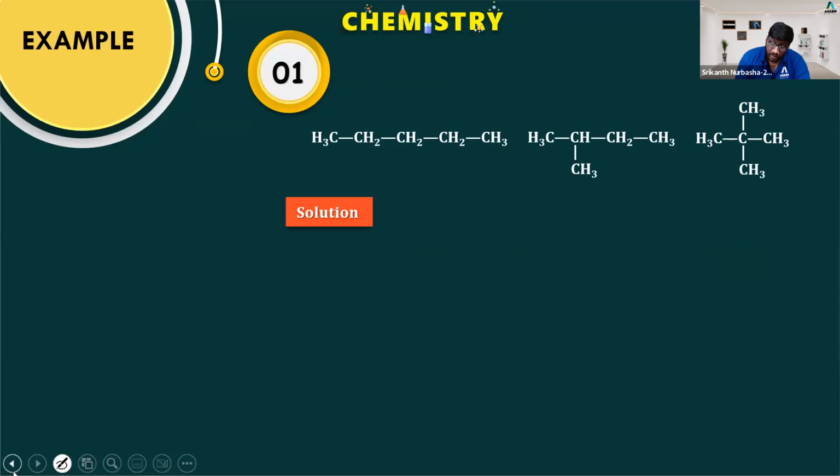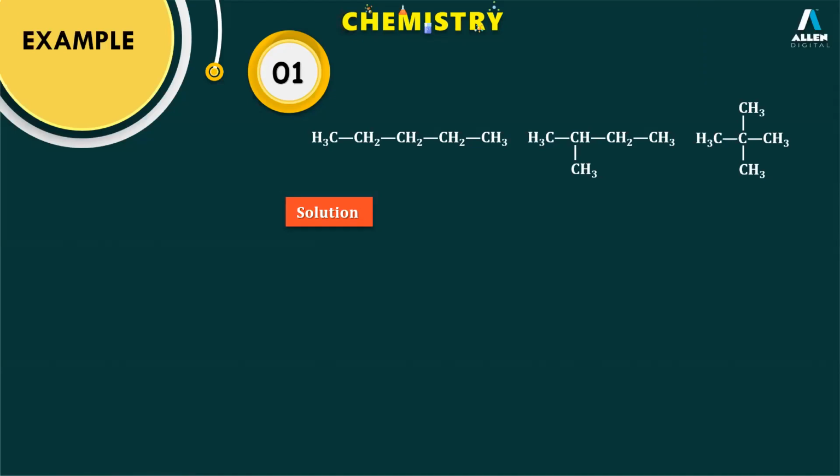Example. Try to solve this: CH3, CH2, CH2, CH2, CH3. What is this called? Pentane. Yes.